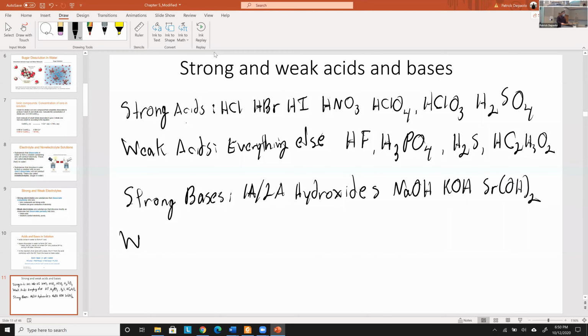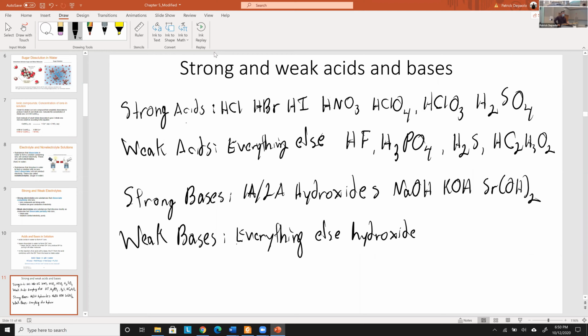And then for weak bases, it's basically everything else. Get it? Basically everything else that's not on this list. And there are ones such as the other hydroxides. If you have transition metal hydroxides, those are going to be weak. But there's one that you should know, and that's ammonia. So I'll write that down. So I write everything else hydroxide plus NH3, which is ammonia.